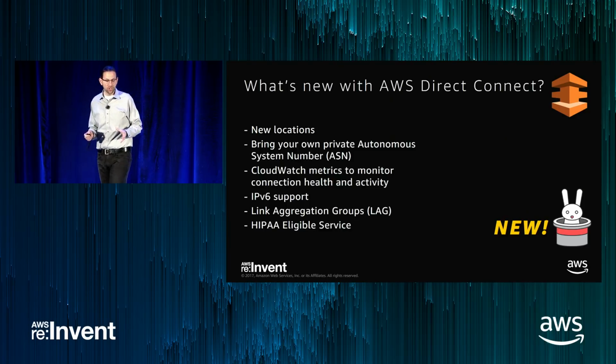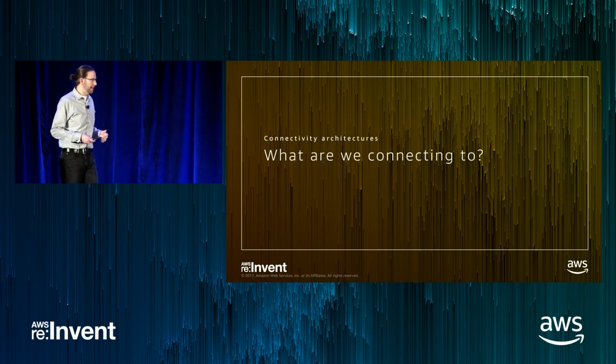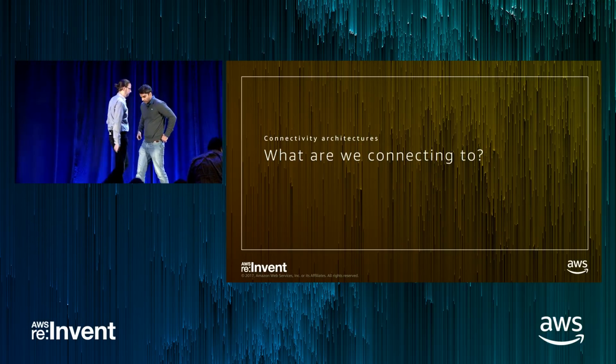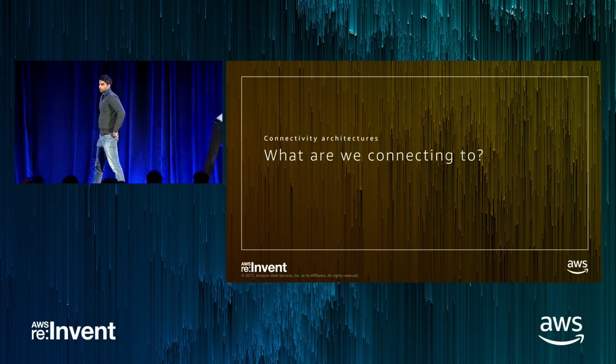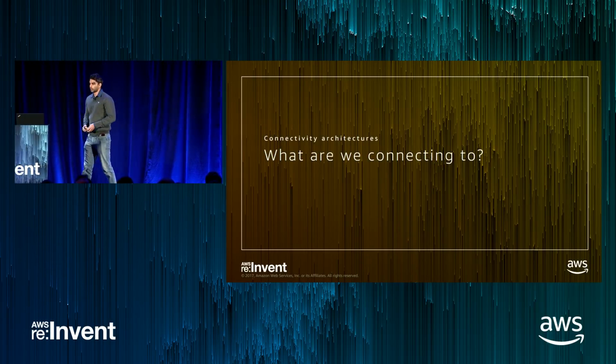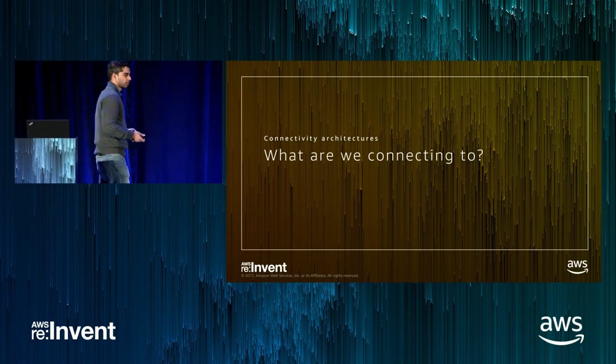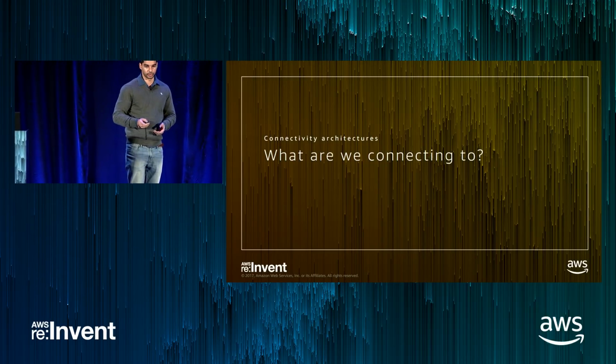So I'm now going to hand this over to Sid to talk to us about what are we actually connecting to. So now that we know what our options for connectivity are and how to layer resiliency into an architecture, let's see how to gain access to resources over these connectivity options.